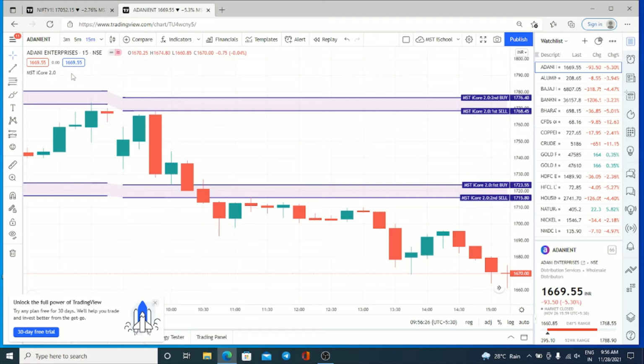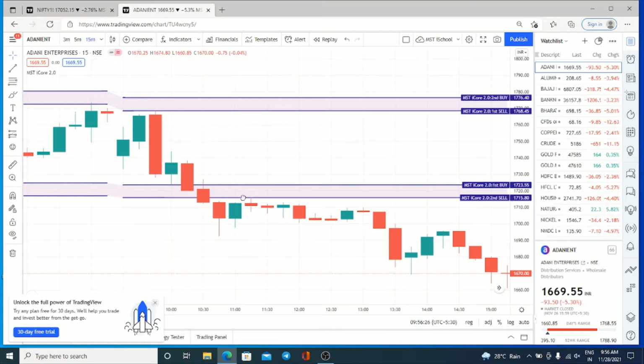Now what do we have to do? We have to enable our first buy targets. The first buy target is 5711, but the market reached only up to 5704 and later 5702. So we missed the target by 5 to 6 points.